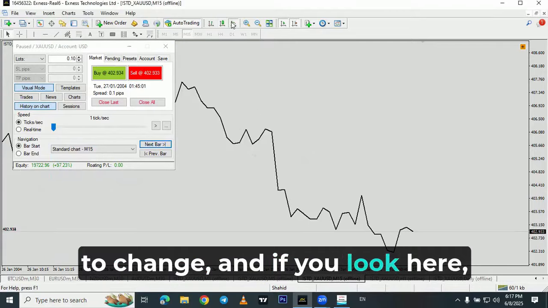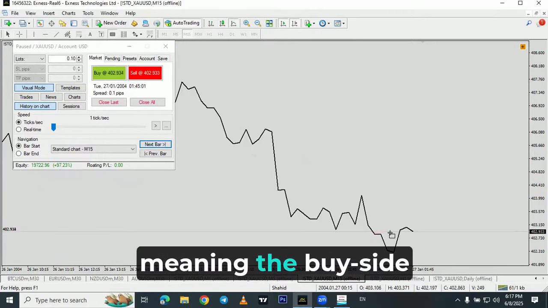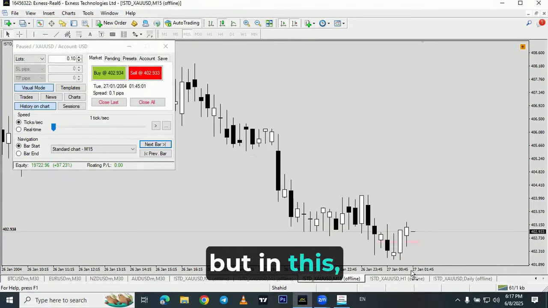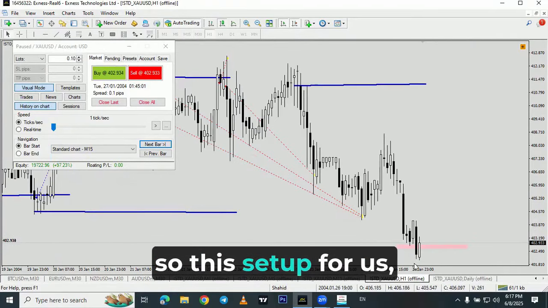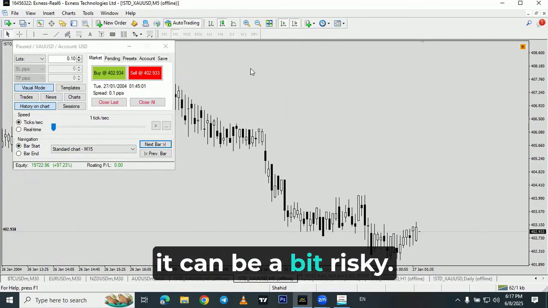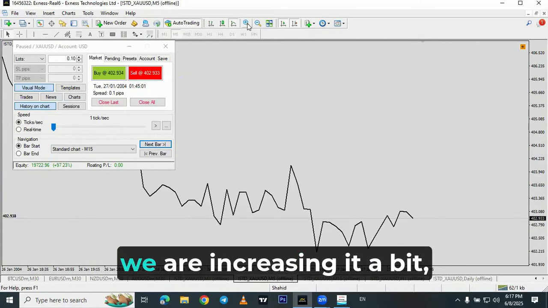And if you look here, both structures, meaning the buy side is also done and the sell side is also done. But in this, there is no range liquidity. So this setup for us, after picking this low, we are doing it. It can be a bit risky. If you put it on 5 minutes, we are increasing it a bit.